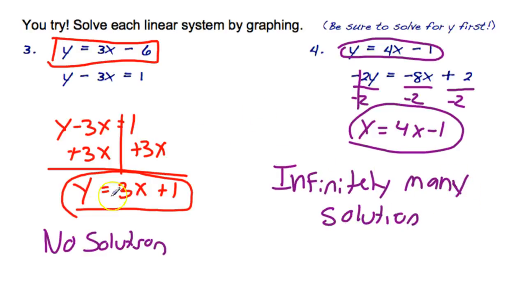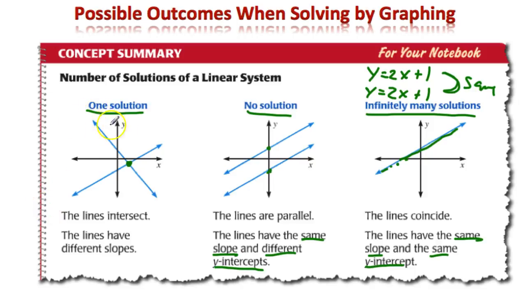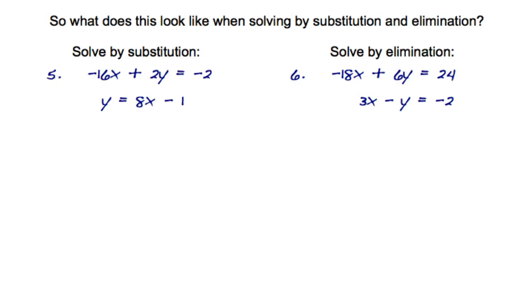There we go. So the first one was no solution, second one was infinitely many solutions, and just as a reminder, the third option is one solution. That's when you have an answer like (4, 3), just one solution. Alrighty. You might be thinking right now, Mr. Durkis, but what does this look like when solving with substitution and elimination? Well, I'm going to show you right now.